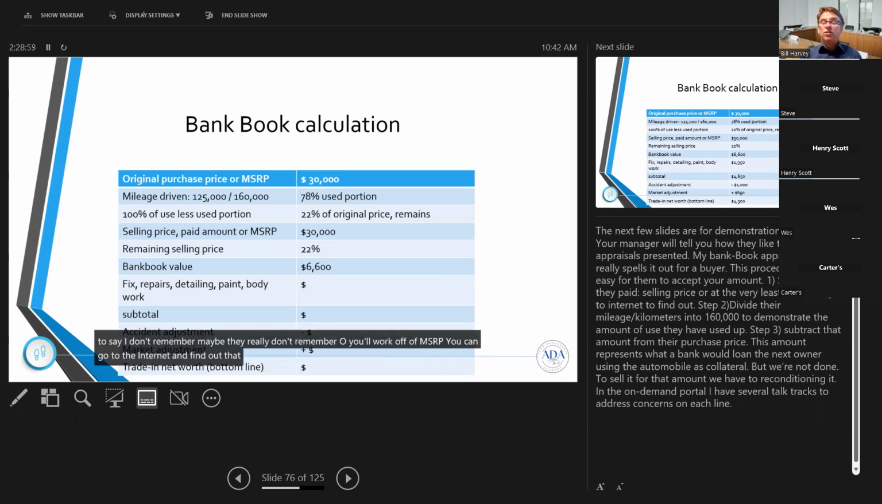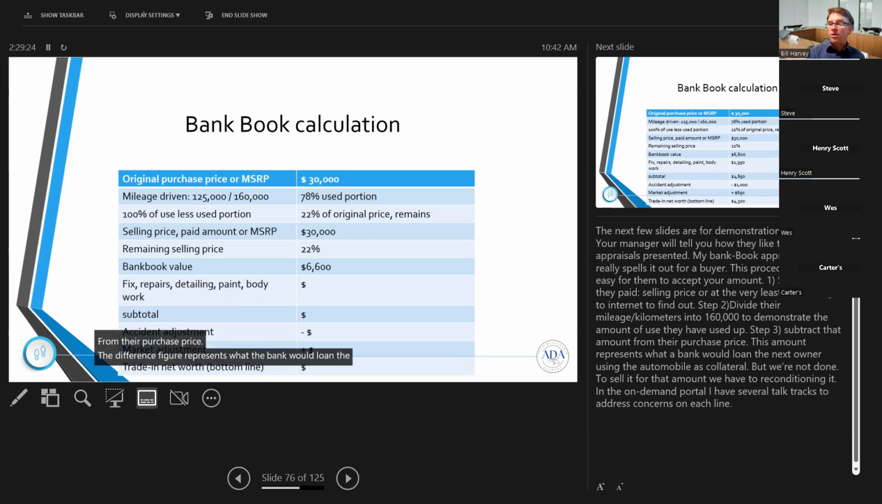Step number 2, you'll divide the mileage or the kilometers, depending on the country that you live in, into 160,000. It doesn't matter whether it's miles or kilometers, into 160,000 to demonstrate the amount of use that they have had. And then in step number 3, you subtract that amount from their purchase price. The difference figure represents what the bank would loan the next owner using the automobile as collateral.